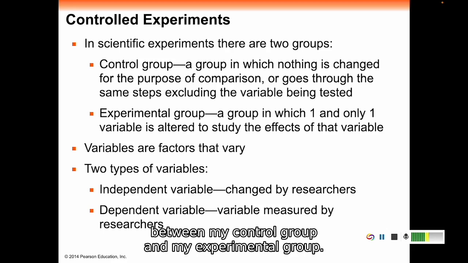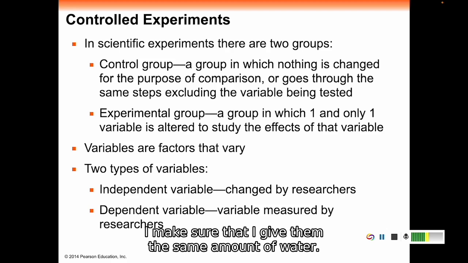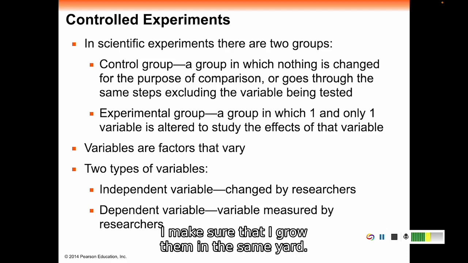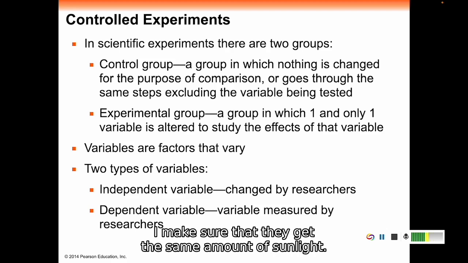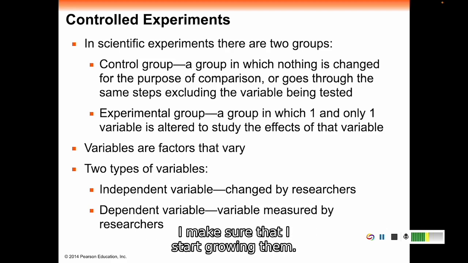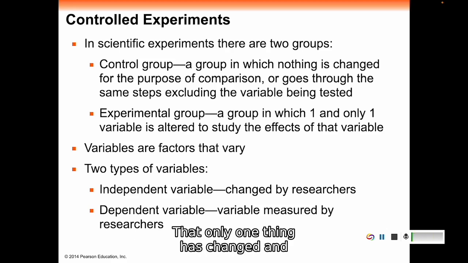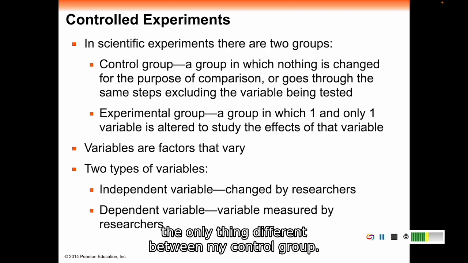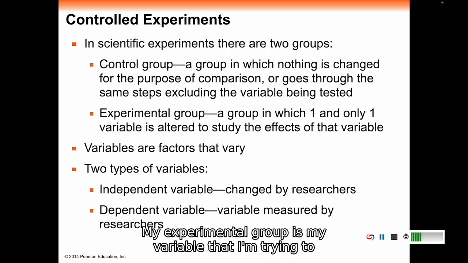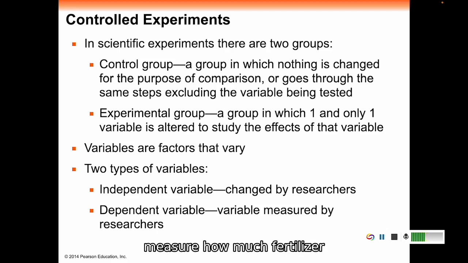Between my control group and my experimental group, I make sure that I give them the same amount of water. I make sure that I grow them in the same yard. I make sure that they get the same amount of sunlight. I make sure that I plant them at the same time, and I harvest them at the same time. Only one thing has changed, and the only thing different between my control group and my experimental group is my variable that I'm trying to measure, how much fertilizer affects the growth of tomatoes.